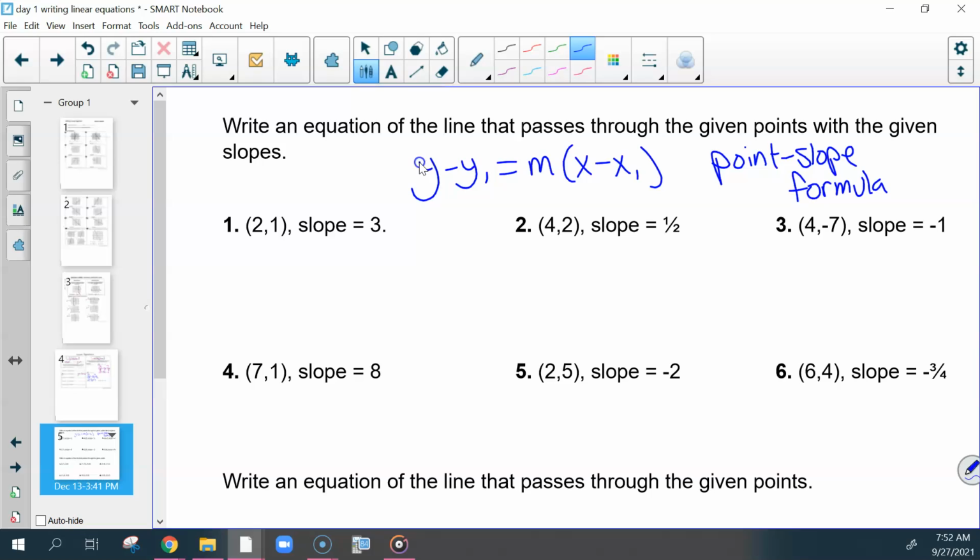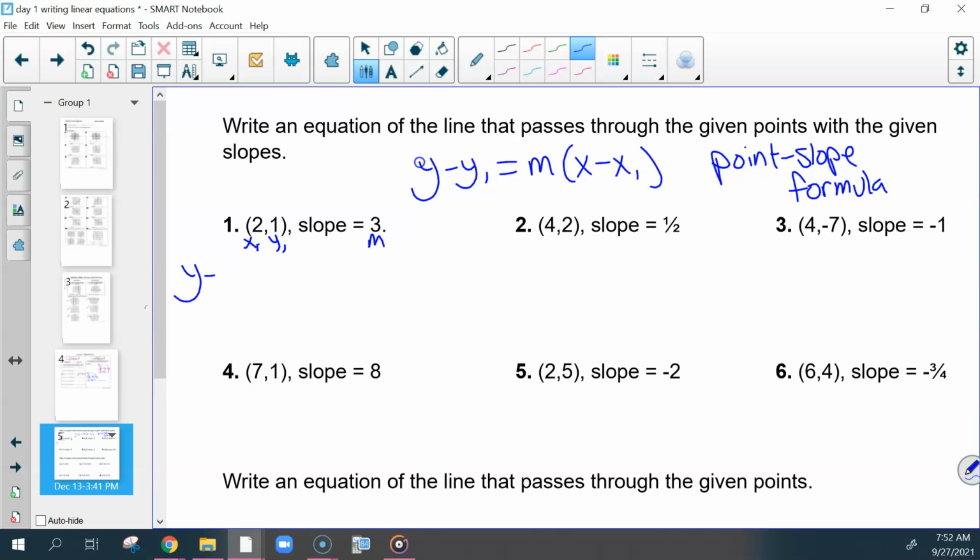So for these, the y and the x by themselves are going to stay y and x. The x1 and the y1 are going to be your points, the ordered pair that they give you. So if you want to label that, if you remember, those are your x1, y1s. You could do that. Your slope, remember, has a variable of m. So I'm going to put all three of these things into this formula and then kind of solve it and rearrange it.